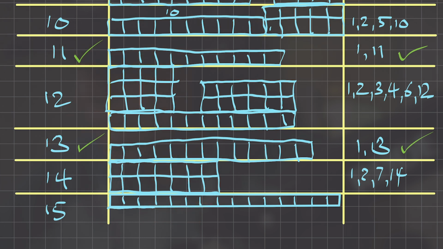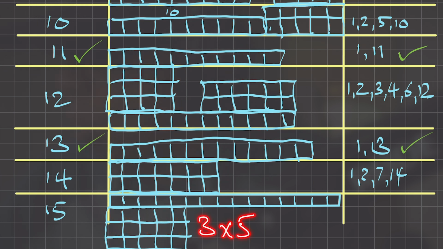Once I can show that there is more than one row of equal squares, it's not a prime number, it's a composite. Here I have 3 rows of 5, meaning that I have 1, 3, 5, and 15 as my factors. 15 is a composite number.